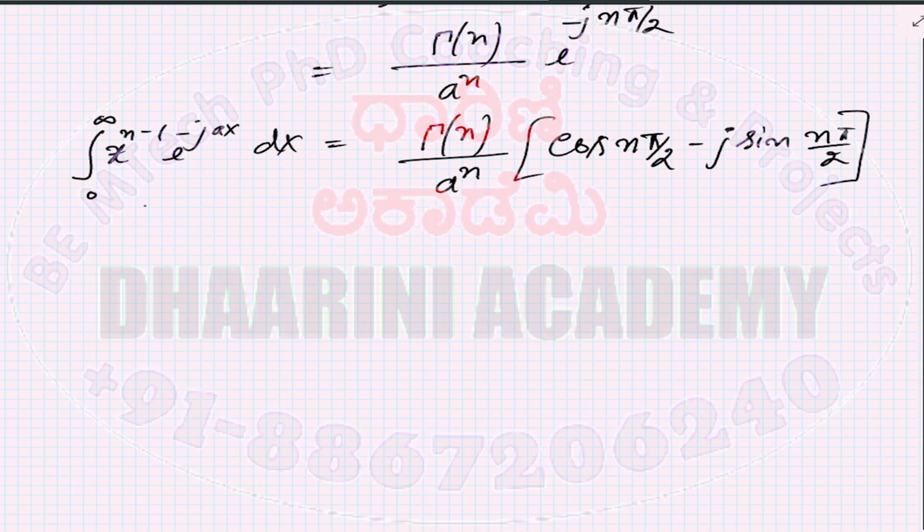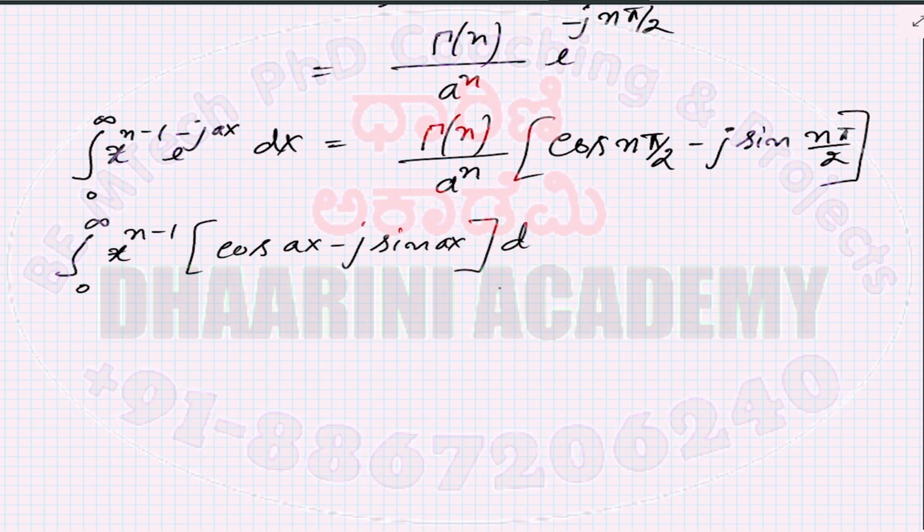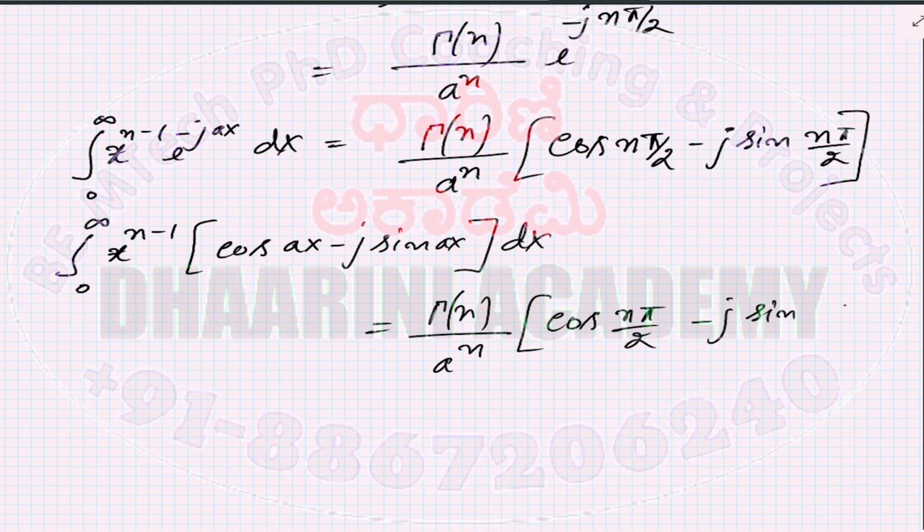So when you expand this, this becomes integral 0 to infinity x to the n minus 1. So the e to the power can be written as cos of ax minus j sin ax into dx is equal to, on the right hand side also I have the same term, that is gamma n whole divided by a to the n into the cos n pi by 2 minus j sin of n pi by 2.